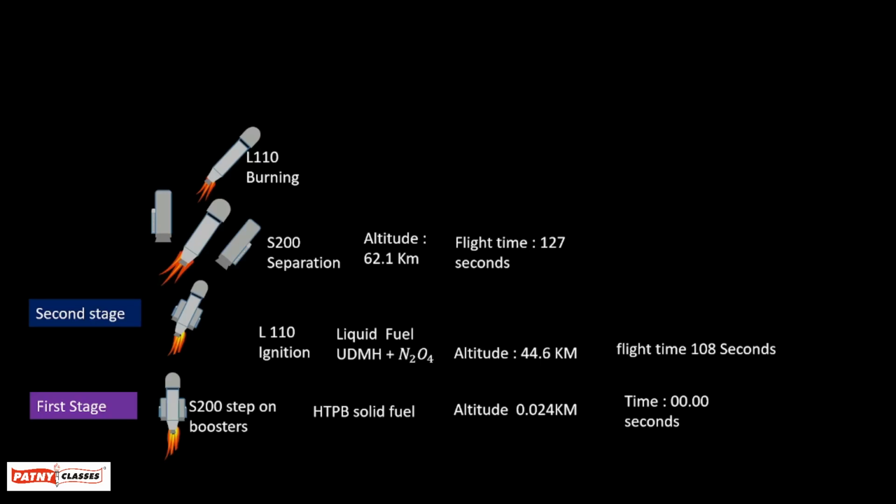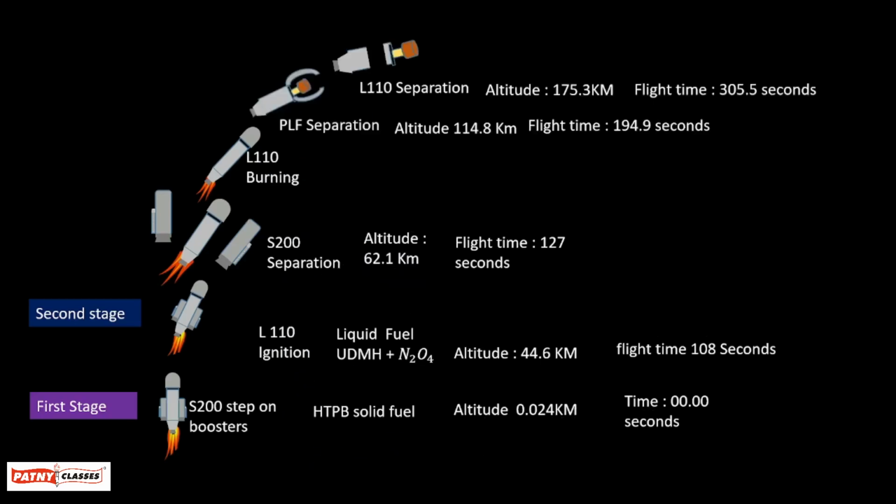After that, L110 burning starts. After that, PLF separation at an altitude of 114.8 kilometers, flight time 194.9 seconds. And after this stage, L110 separation occurs at an altitude of 175.3 kilometers and flight time is 305.5 seconds. And after that, third stage C25 ignition, altitude 176.5 kilometers and the flight time 307.8 seconds.